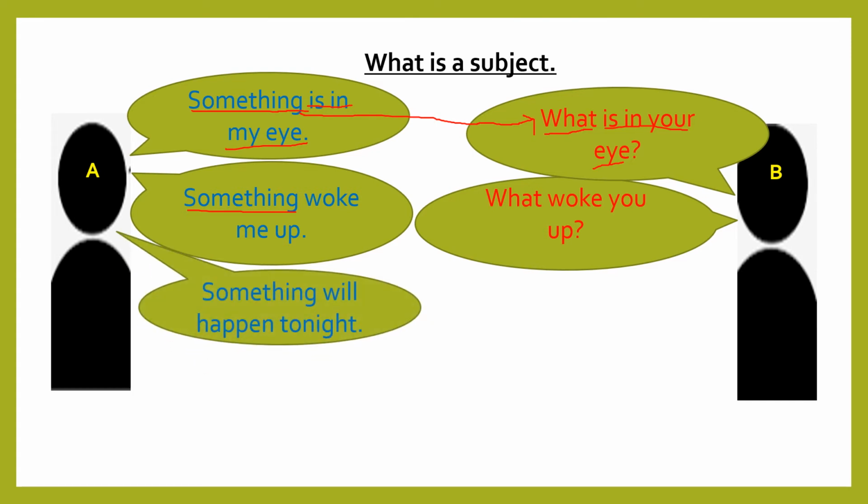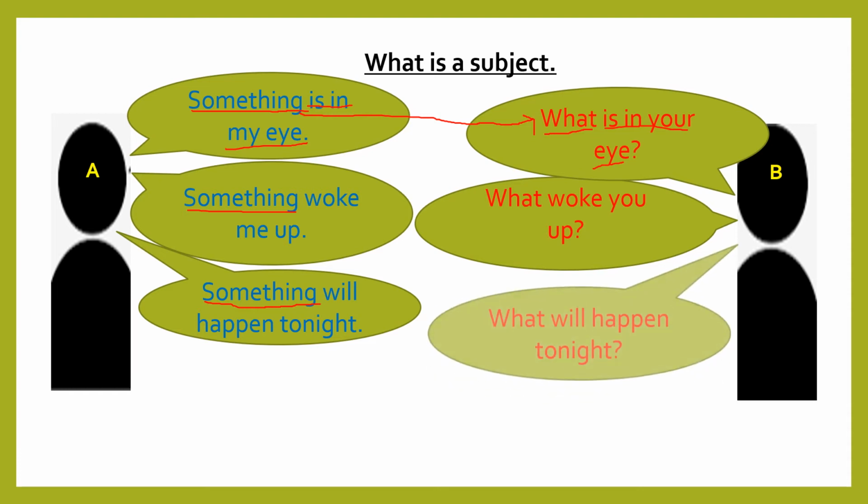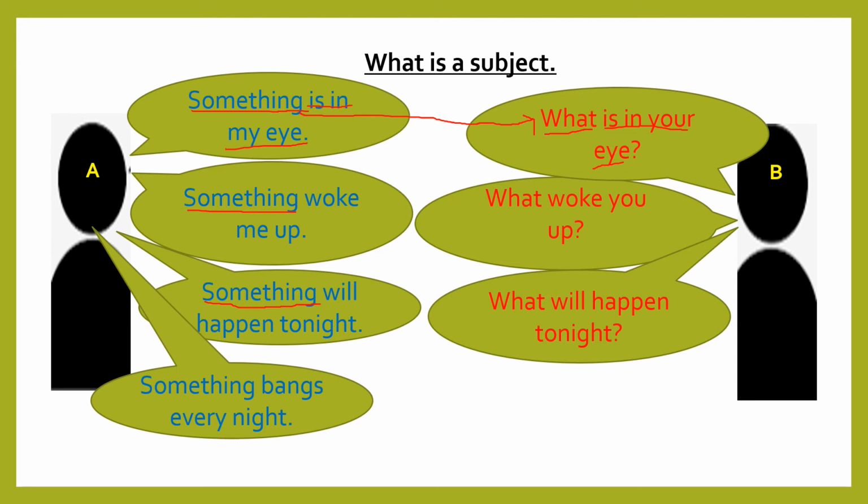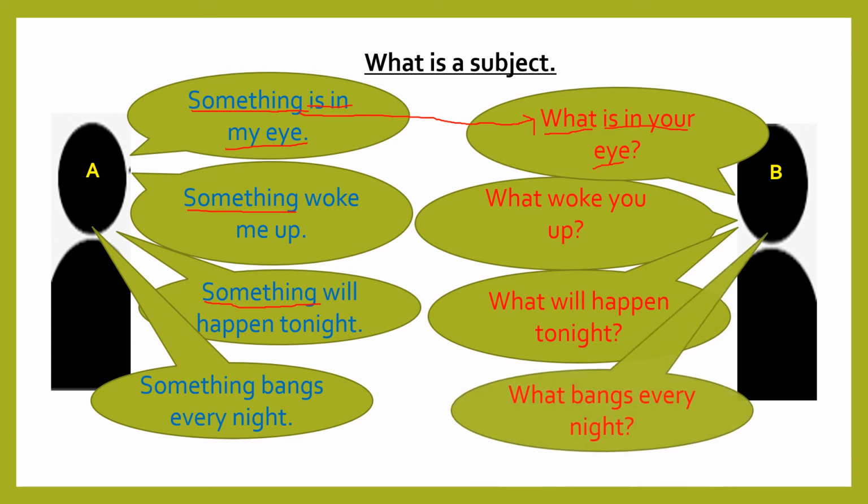Something will happen tonight. Something is a subject of this sentence. So what is B's question? That's right. What will happen tonight? Okay, the last sentence. A says, something bangs every night. And B's question is, that's right. What bangs every night?